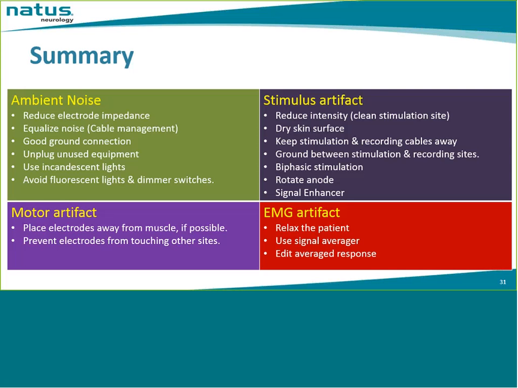If you are getting EMG artifacts, you can see them on your monitor trace. Ask the patient to relax. If you are getting power line frequency interference, you can use signal averager to reduce it. And it's a good practice to edit average responses if you are still getting noisy signals. Typically, this will occur if the patient moves. There are movement artifacts. Have a look at the traces that went into the average. Removing a single trace sometimes can significantly improve the signal quality.